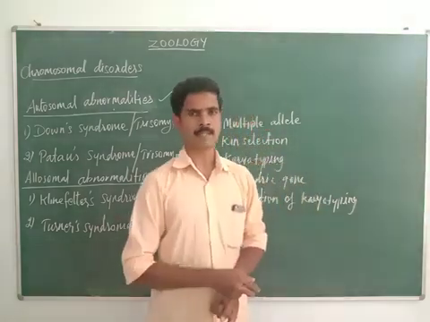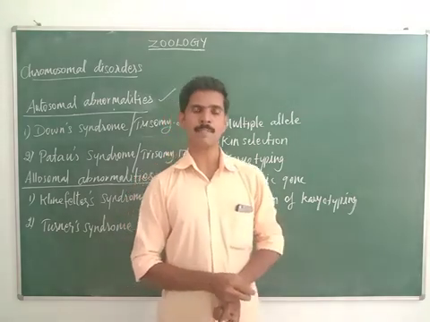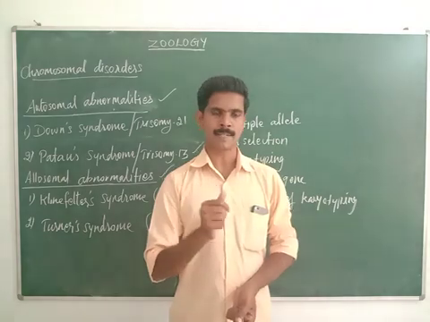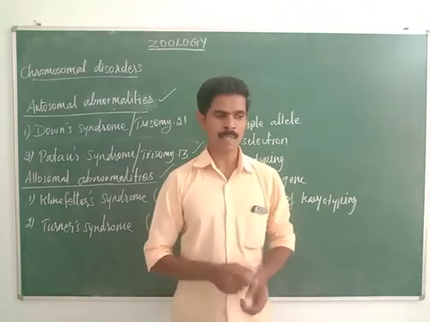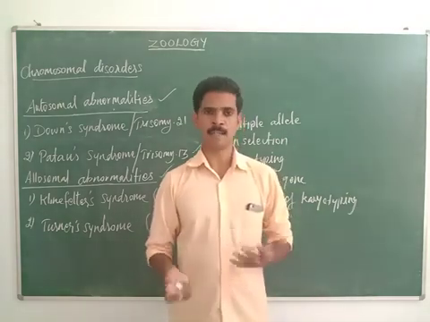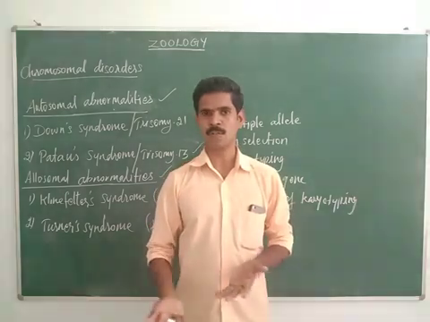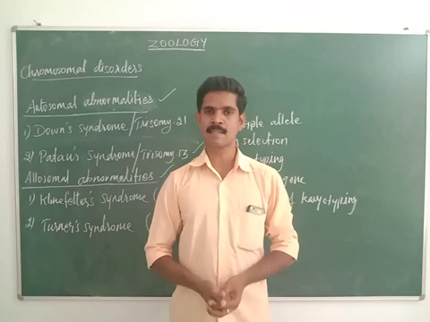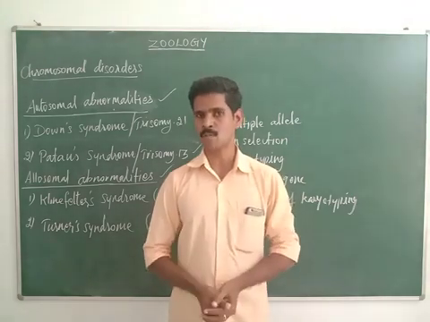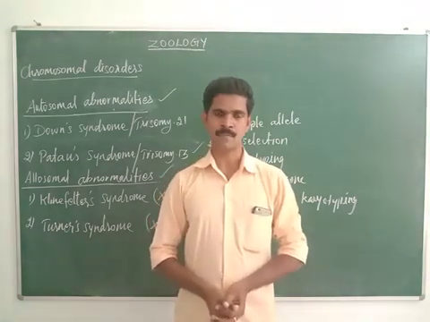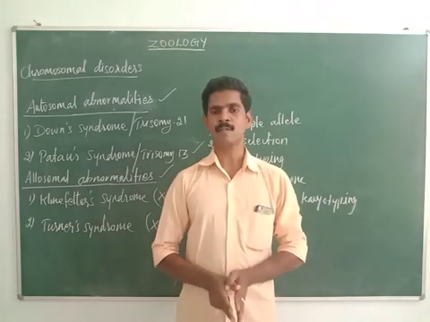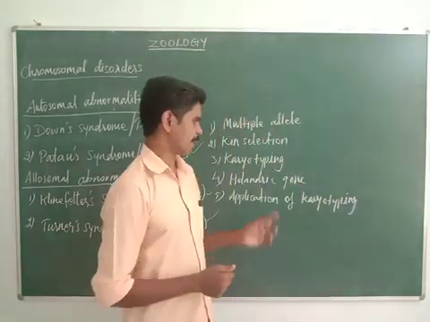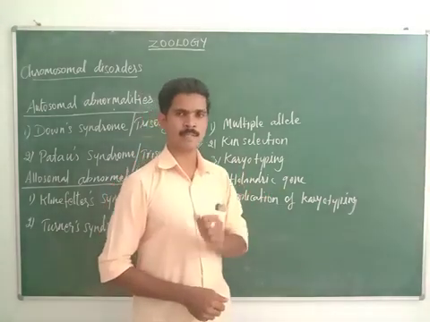The second application is that this karyotyping technique is used to find out chromosomal aberrations. Chromosomal aberration means deletion, multiplication, translocations. Like that, some abnormalities we can see in the structure of the chromosome. This is called chromosomal aberrations. Understand? So these chromosomal aberrations we can identify with the help of the karyotyping technique. So 2 applications we have studied.